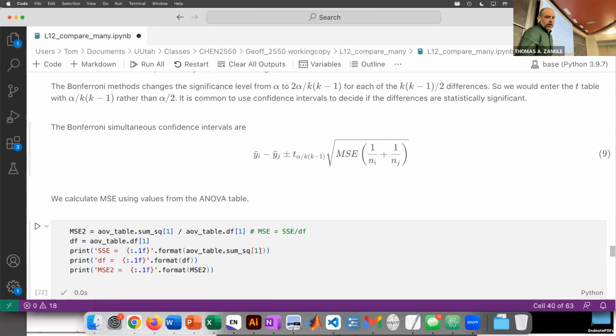So this MSE we can get from the ANOVA table, just as we did before. Again, it's just given in that ANOVA table. It's already been computed for us when we did the ANOVA earlier.